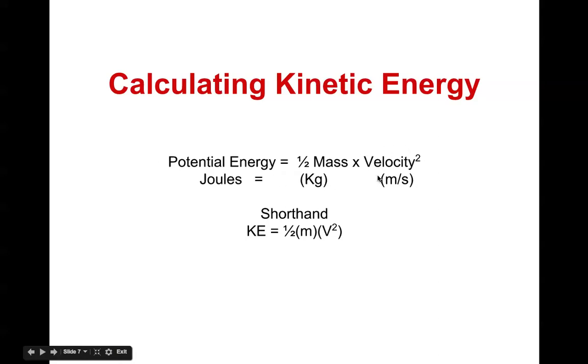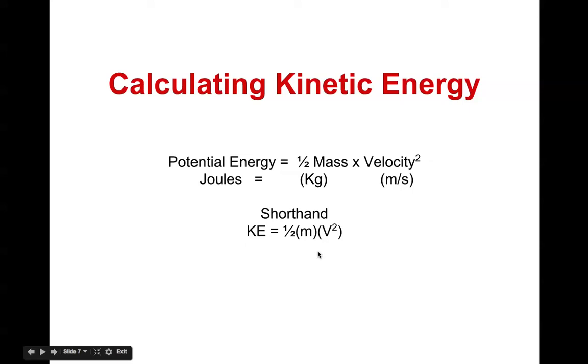If you have a moving object, you get a kinetic energy of anything greater than 0. If this were not moving, well then what's your velocity? What's your speed? 0 meters per second. Well, anything times 0 is 0. So you have to have a moving object. This is abbreviated by KE, kinetic energy, 1/2 the mass times the velocity squared.